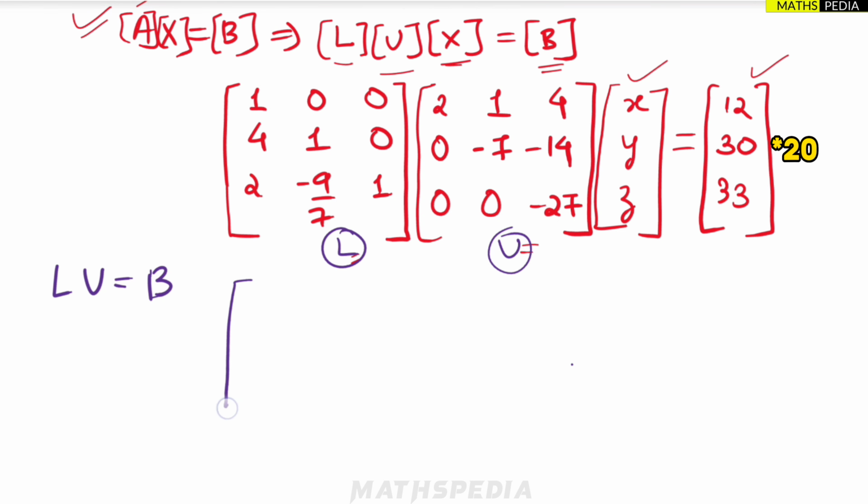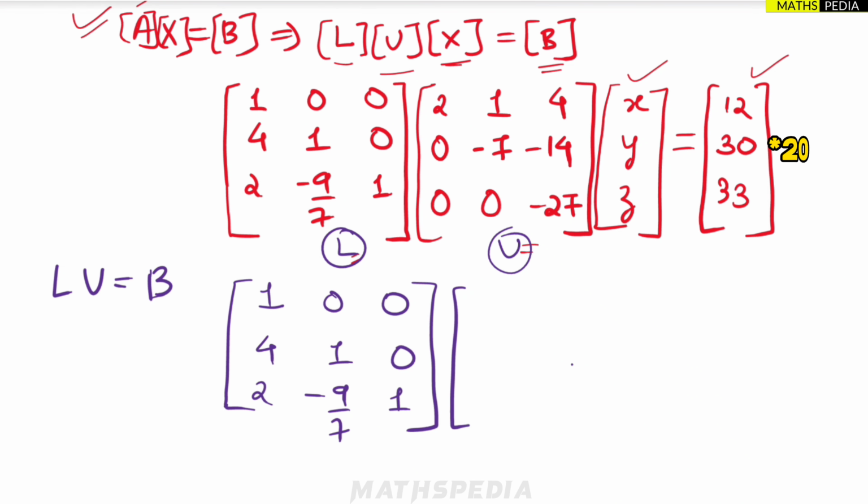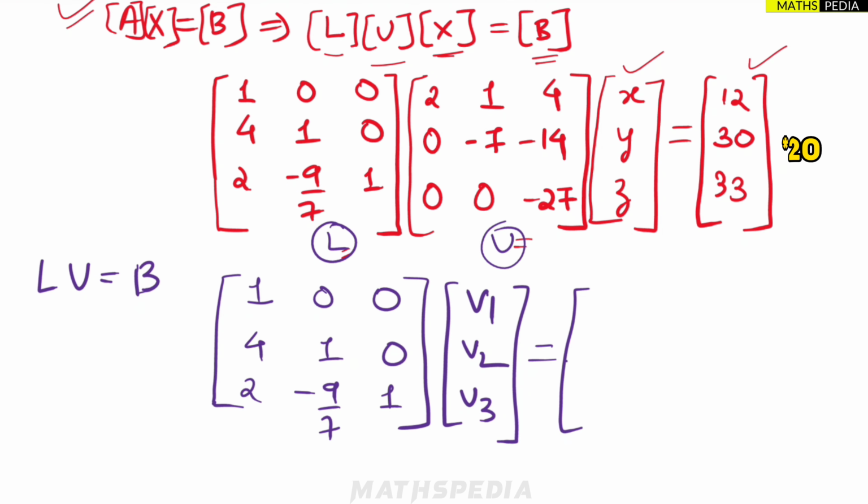So the L matrix I'll first write: 1, 0, 0; 4, 1, 0; 2, minus 9 by 7, 1, into the V matrix, which is nothing but V1, V2, V3. The B matrix we have is 12, 30, 32. Now we have to find the values of V1, V2, V3. How to find? We have to do the multiplication.